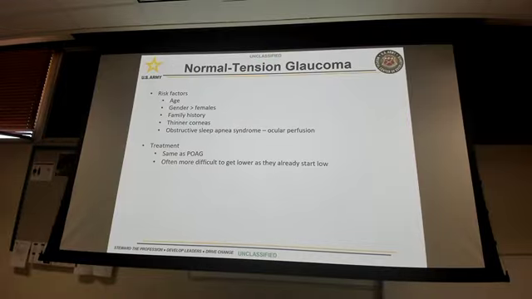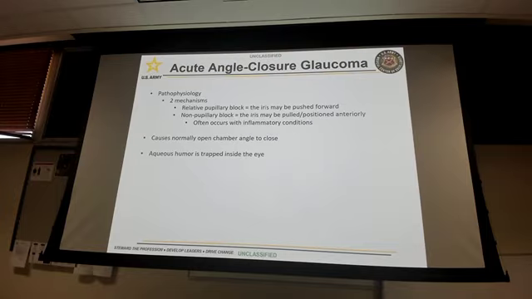All right, so we're going to go ahead and jump over to our angle closure now. There's two mechanisms for angle closure glaucoma. You can have a relative pupillary block, where the iris is pushed forward and it closes up that angle. Or you can have a non-pupillary block, where the iris may be pulled or positioned anteriorly, causing that blockage, and it's oftentimes linked with some inflammatory condition. The aqueous humor gets trapped inside the eye, which drives that intraocular pressure up.